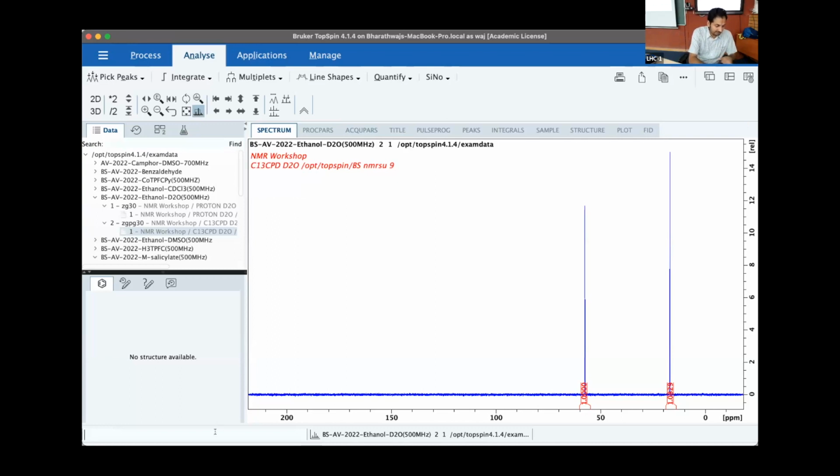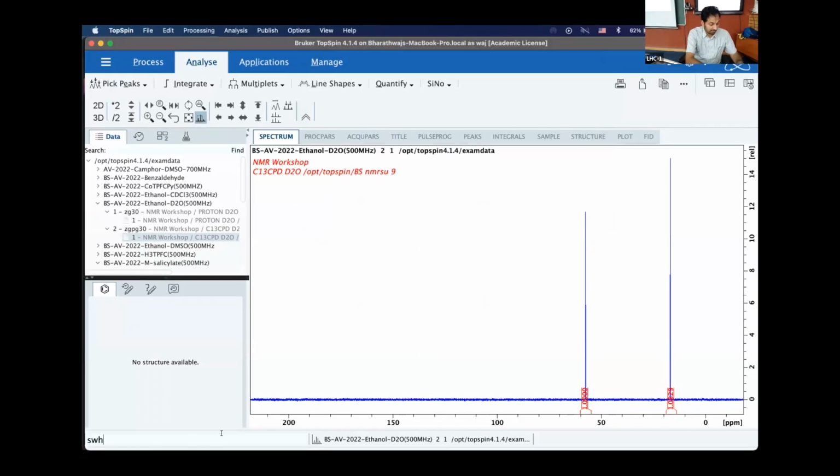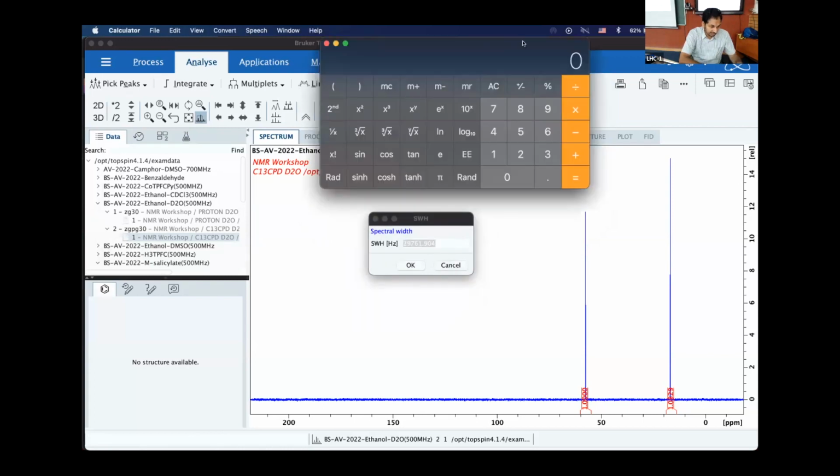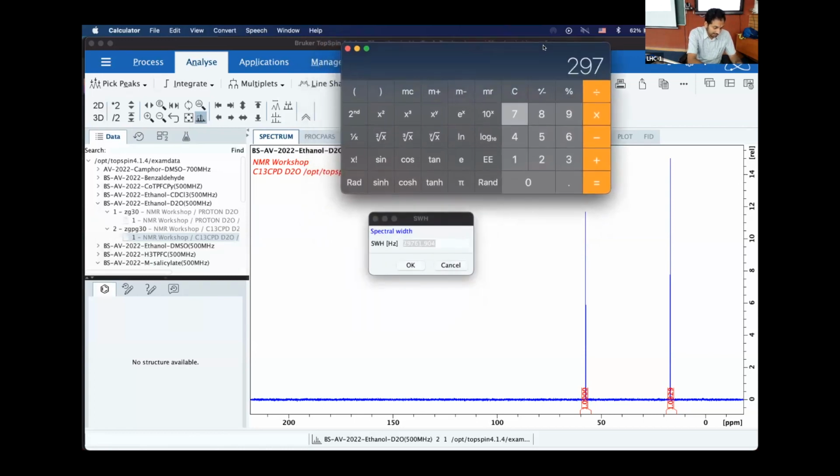So that is the spectral width that you're trying to look for. If you type SW, you'll get the spectral width in ppm, which is about 236 ppm. Instead of asking in ppm, you can ask the spectrometer for the frequency in hertz. If you type SWH, it comes up as 29761.9.